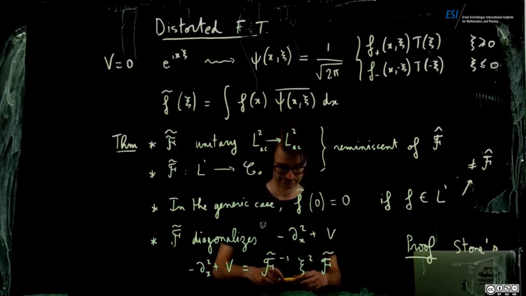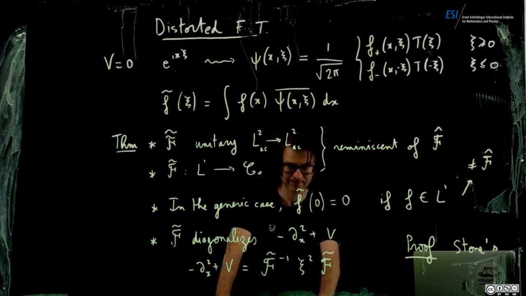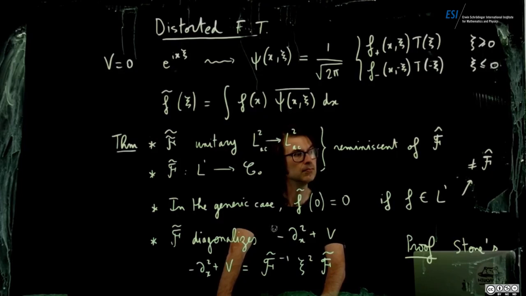Yes, I have a couple of questions. So the first one is, the last statement that you wrote, as well as the first, refers to the absolutely continuous part of L2, right? Mm-hmm. So in order to have this sort of diagonalization, you have to take into account the eigenvalues, right? Yes, so one can do that.